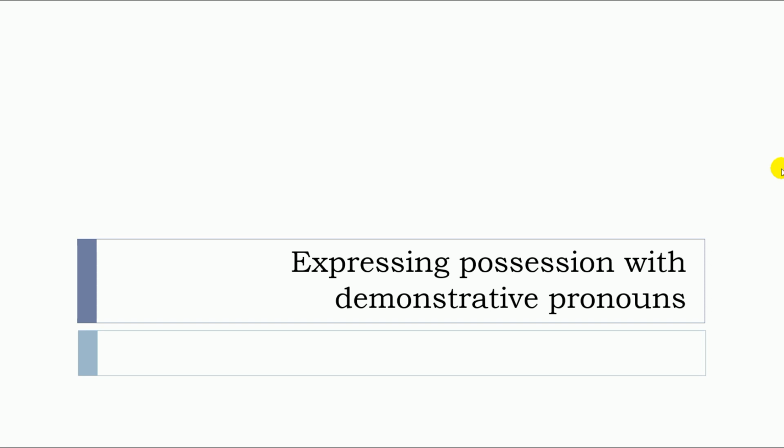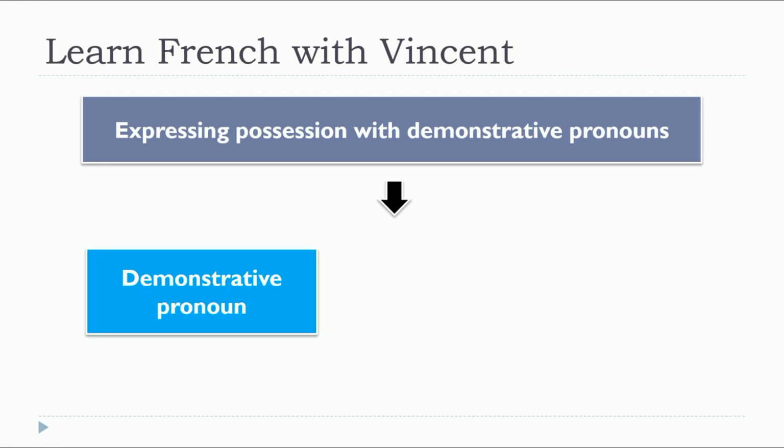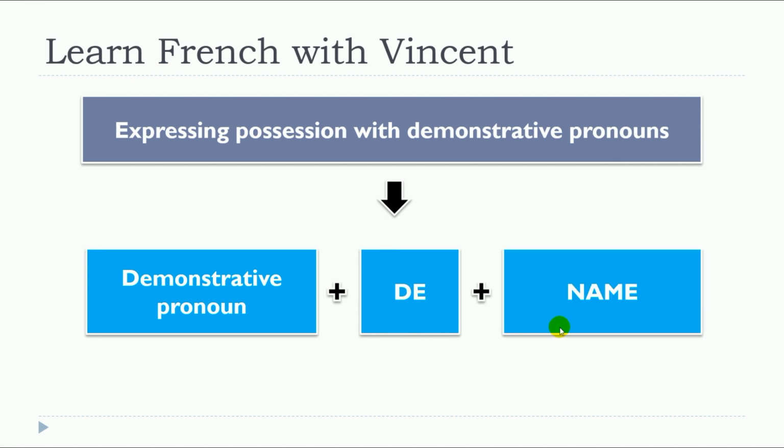In this video, we'll see together expressing possession with demonstrative pronouns. In fact, in French, it is possible to express possession with demonstrative pronouns. The way it goes is you first put your demonstrative pronoun, then you put the preposition de, and after that you put just the name of the person. So demonstrative pronoun first, then the preposition de, and then finally the name of the person.